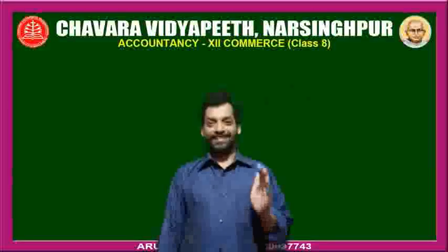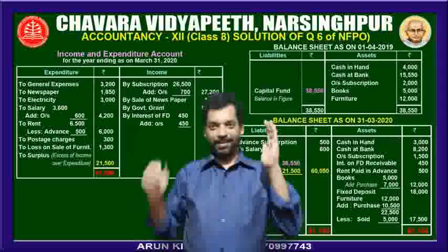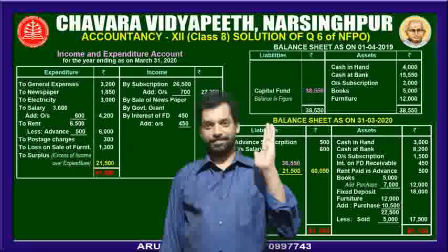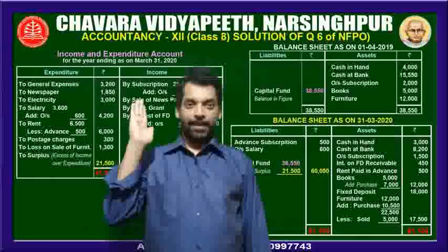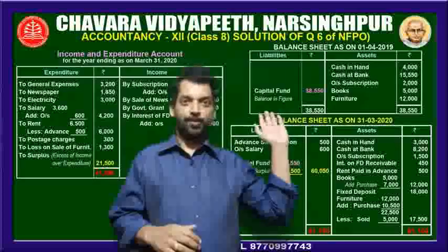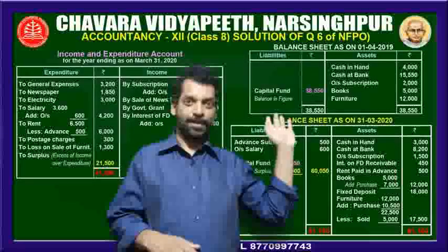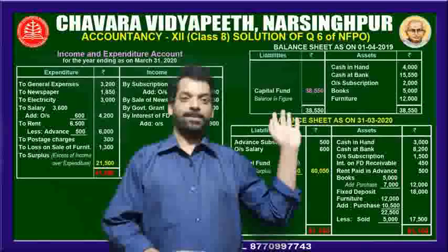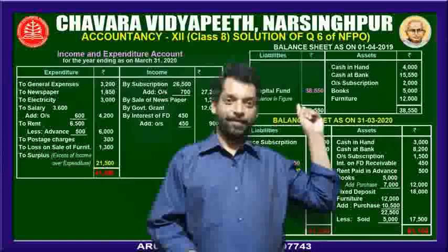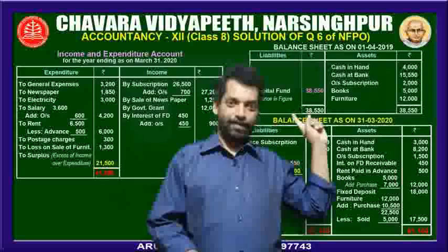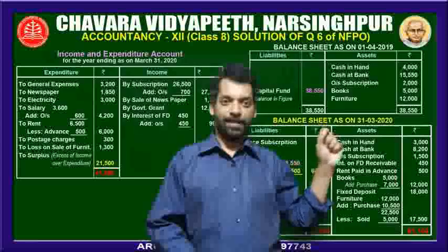Okay, now here is the solution. Here and above you can see. This side you can see the income and expenditure account, and this side you can see two balance sheets: the balance sheet as on April 1, 2019 and the balance sheet as on 31st March 2020. Why did we prepare the opening balance sheet here? Because we have to find the capital fund in the beginning.